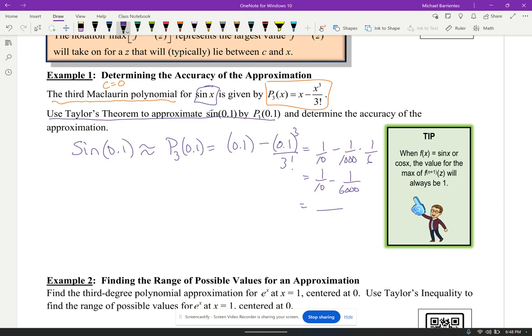The common denominator is going to be 6,000. Let's see, I need to multiply 10 times 600 to get 6,000. So that's going to be 600 minus 1. So that's 599 over 6,000. I believe that's the estimate that we're doing. Now, we're going to figure out whether that's a good estimate or not. But we're going to determine the accuracy of this approximation.